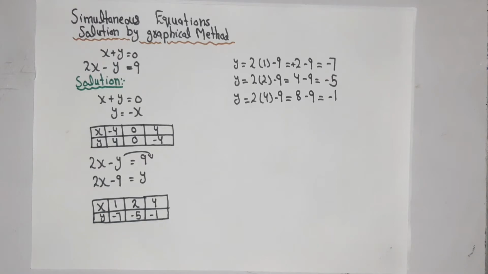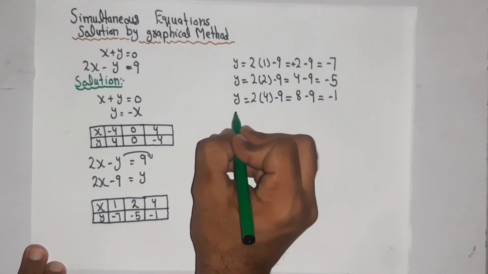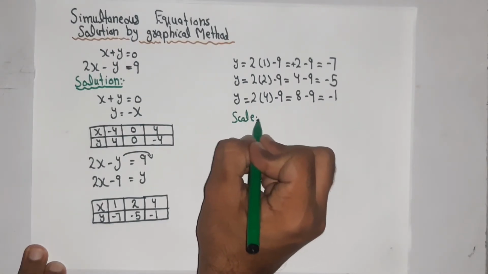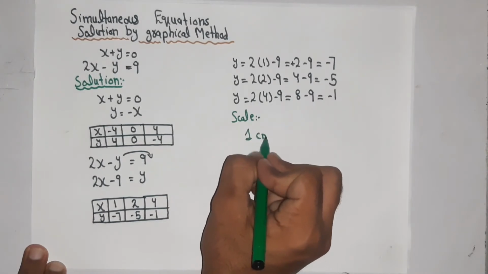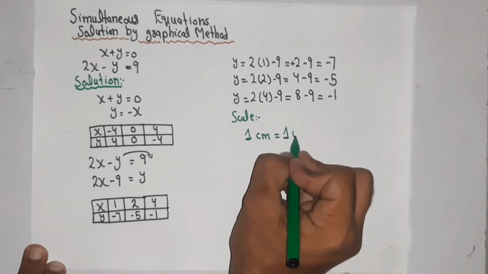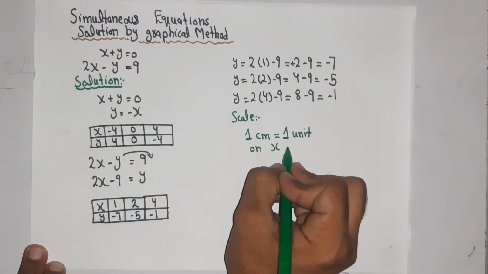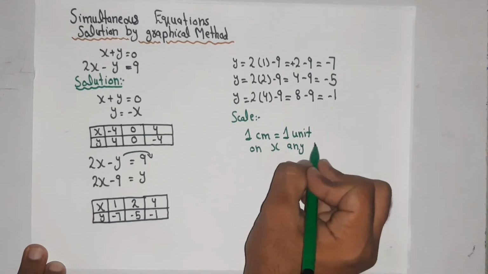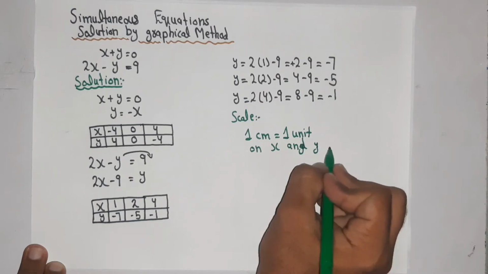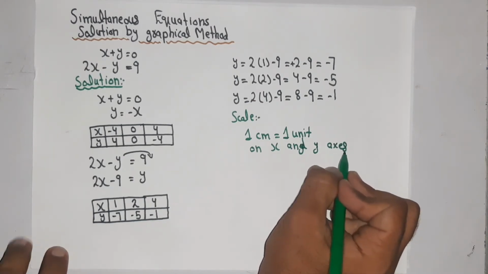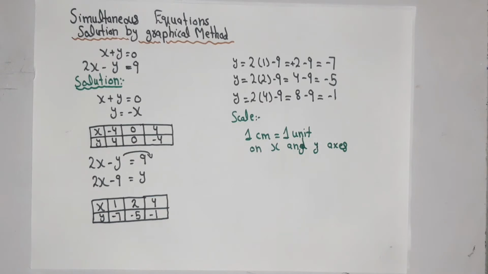Before that we will choose a suitable scale for the graph. I am choosing a scale of 1 centimeter equal to 1 unit on the x and y axes. Okay, so I have chosen this scale: 1 centimeter equals 1 unit. So now we have to draw these coordinates on graph paper.